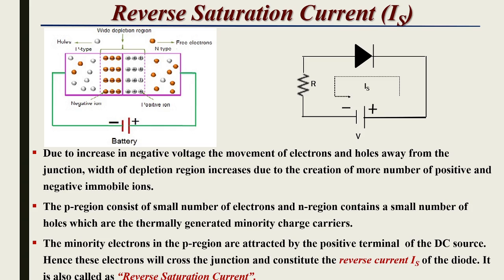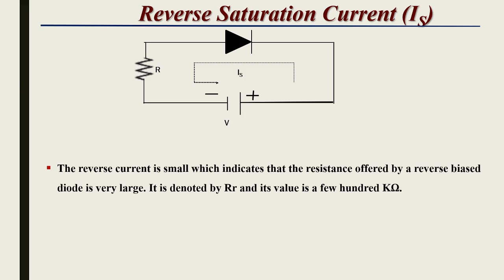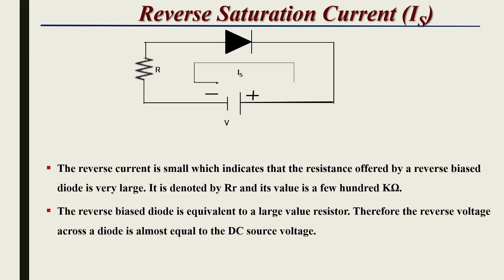And the minority electrons in the P region are attracted by the positive terminal of the DC source. Hence, these electrons will cross the junction and constitute the reverse current, that is Is of the diode. It is also called the reverse saturation current, and it is very small, in the range of a microampere. So the reverse current is small, which indicates that the resistance offered by a reverse biased diode is very large. As the resistance is large, the current flowing through that resistor is very small. It is denoted by RR, the reverse resistance, and its value is in the range of a few hundred kilo ohm. The reverse biased diode is equivalent to a large value resistor, and therefore the reverse voltage across a diode is almost equal to the DC source voltage, that is the input we have applied.